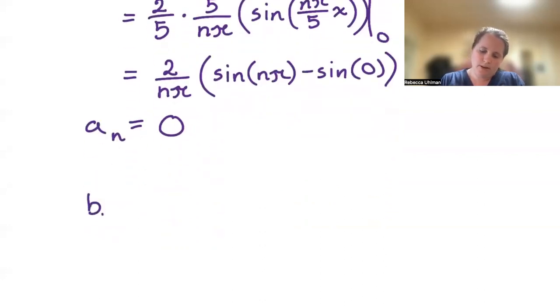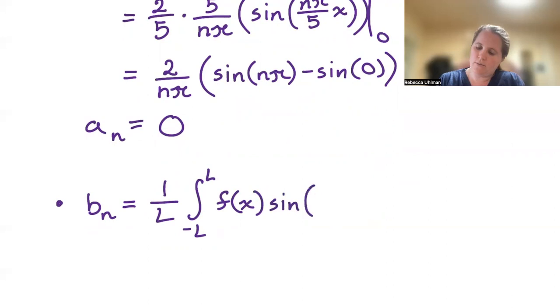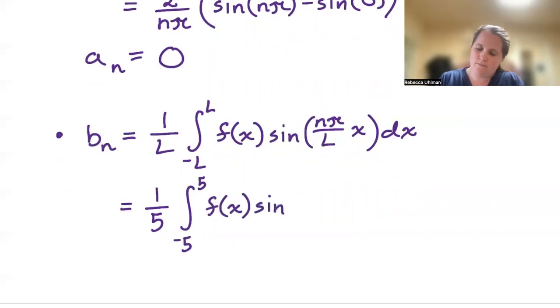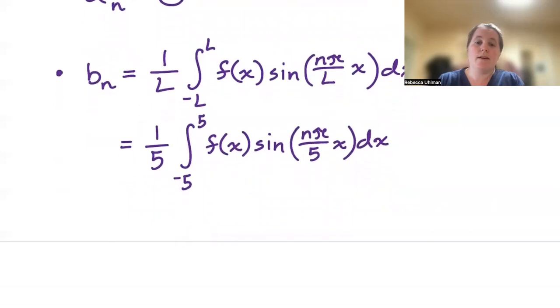Finally, our b sub n's, we are looking at 1 over L times the definite integral from -L to L of f of x times sine of n pi over L x dx. Again, L is 5. So we are looking at 1/5 times the definite integral from -5 to 5 of f of x times sine of n pi over 5 x dx. Once again, our f is 0 for -5 less than or equal to x less than or equal to 0.